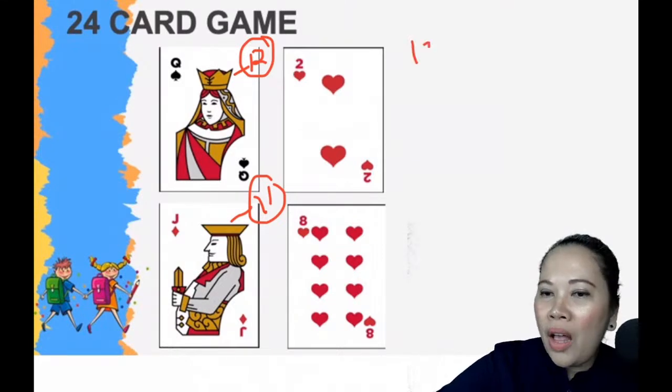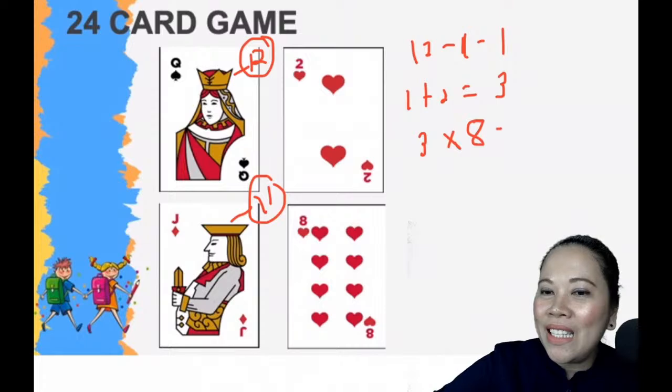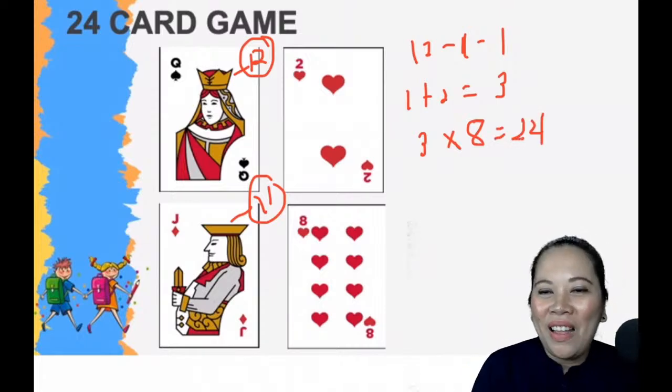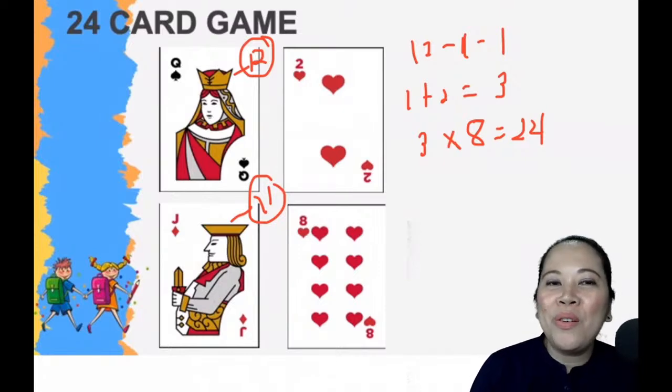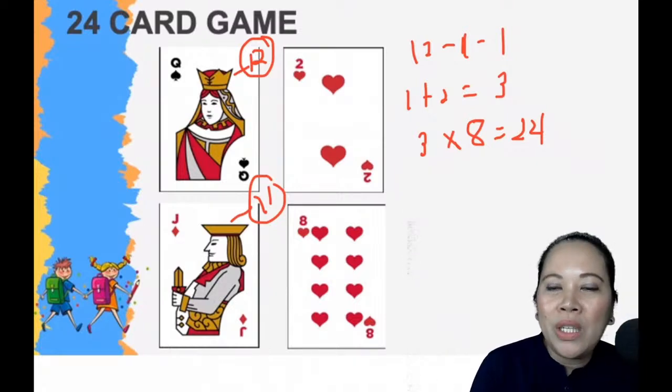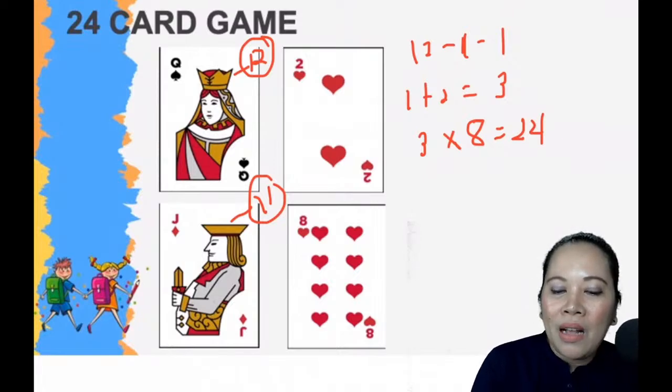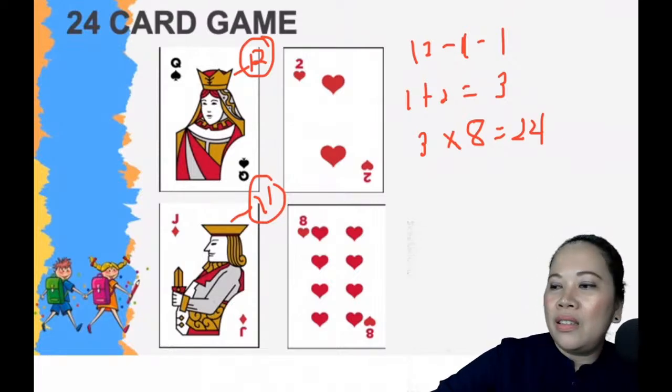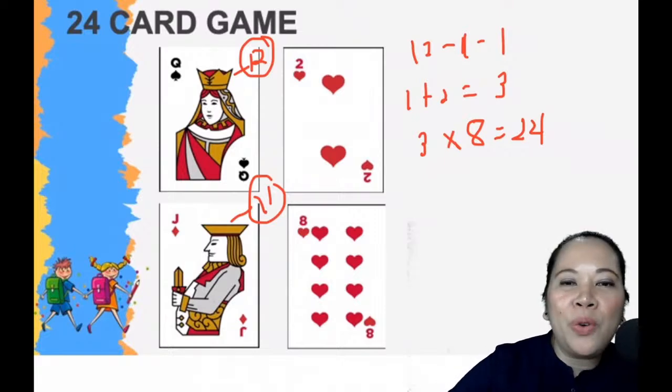Okay, 12 minus 11 is 1. 1 plus 2 is 3. 3 times 8 is 24. Well done. Well done, Matthew. Matthew, please send me your number. Maha Blanca, I just sent you your 10 pesos worth of load. I hope you have received it. All right, and the winner for this second round is Matthew. So please do send me your number.